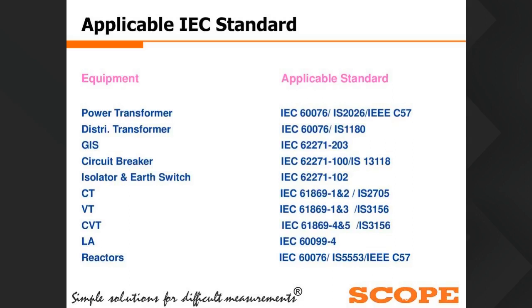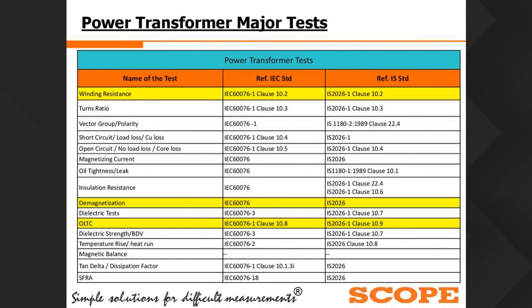So here you can see I have captured some major tests that we need to carry out on a power transformer. Here you can see the names of the tests, that is winding resistance, turns ratio, vector group, polarity, magnetizing current, open circuit, short circuit, insulation resistance, demagnetization, dielectric test, OLTC. Remaining ones are oil BDV, magnetic balance, tan delta, SFRA, and temperature rise.